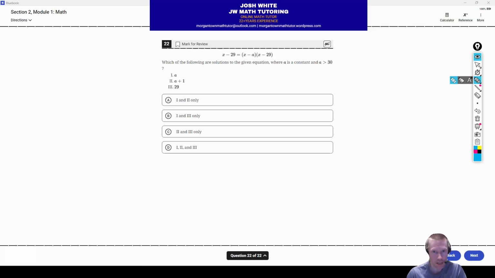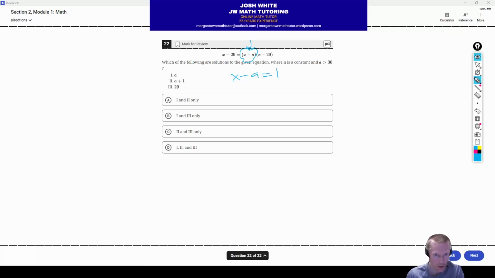So notice first, since we have the same term here on both sides, x minus 29, in order for these to be equal, that means the x minus a parenthesis here, or factor, if you want to think about it that way, has to equal 1. Because that's the only way you can get x minus 29 equal to x minus 29. If this entire parenthesis equals any number other than 1, then the two sides aren't equal. Then there's no solution. So x minus a has to equal 1.